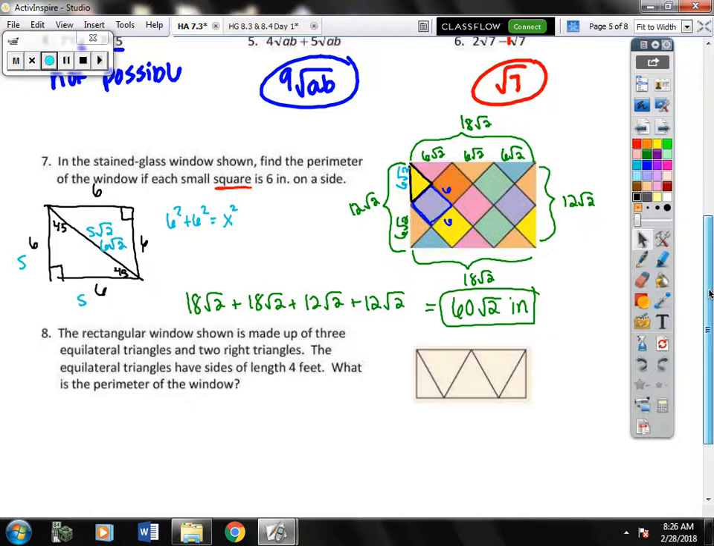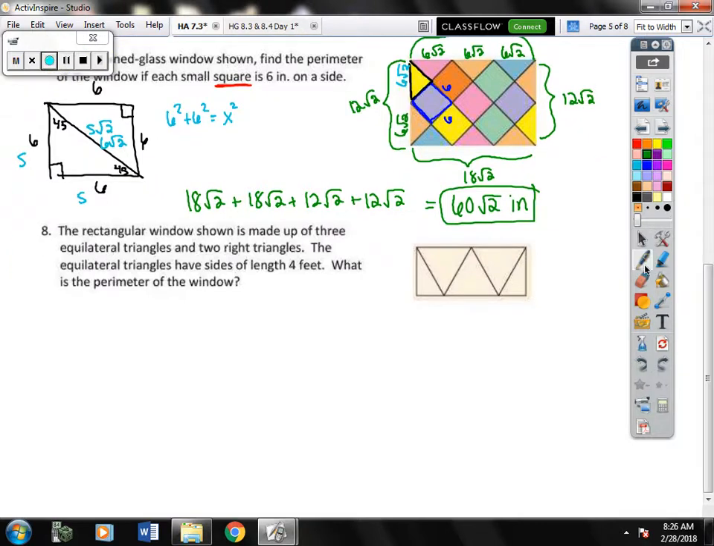Alright, number 8 gets even a little bit harder in terms of the geometry part of it. This one says a rectangular window is shown, made up of 3 equilateral triangles and 2 right triangles. So we have 3 equilateral triangles and we have 2 right triangles on the edges. The equilateral triangles have lengths of 4.